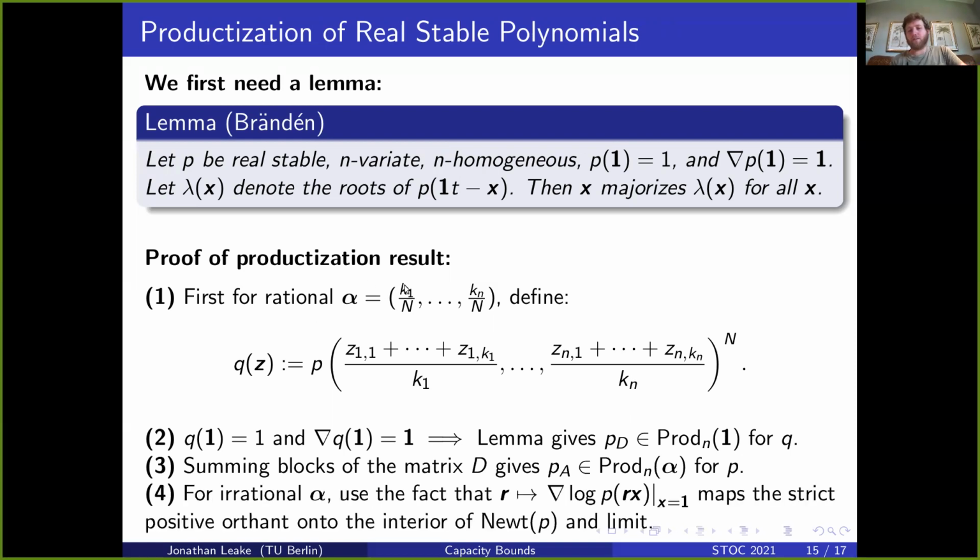And for irrational alpha, you can use this technique I've written here. There's also some perturbation argument. To go from rational to irrational is not that bad. Once you have rational, you kind of have it. Okay, so those are the highlights of the proof.